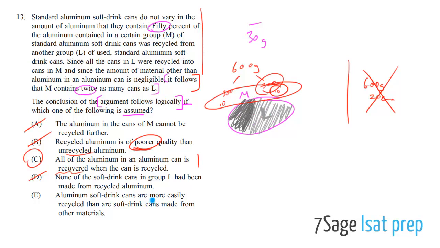E says aluminum soft drink cans are more easily recycled than soft drink cans made from other materials. I mean, the ease of recycling aluminum versus the ease of recycling other materials is entirely irrelevant to this argument. It doesn't hurt this argument, doesn't help this argument, certainly doesn't establish this 2-to-1 ratio for the argument. It just does nothing.